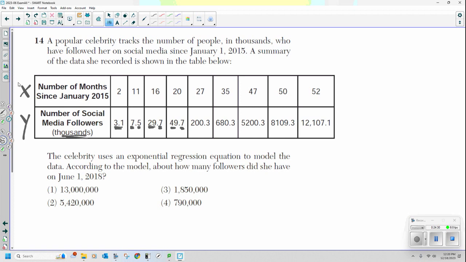Now, the celebrity uses an exponential regression. Ding, ding, ding. This is the magic word. Okay? To model the data. According to the model, about how many followers did she have on June 1st, 2018? There are 3 tasks to do in this problem. 1, I need to obviously find the number of followers. Okay, but how do I do that? 2, I need a regression. And 3, I need to figure out what x value is going to be June 2018, because that's what I'm going to want to put in my regression. That seemed like a lot. So let's just start with the obvious. We cannot solve this without getting that regression.